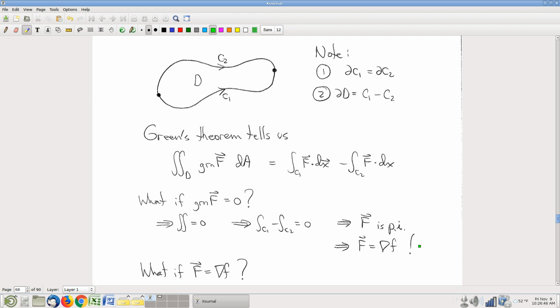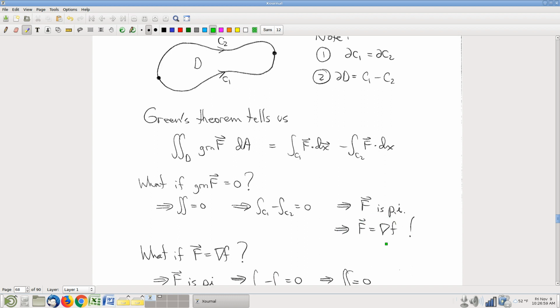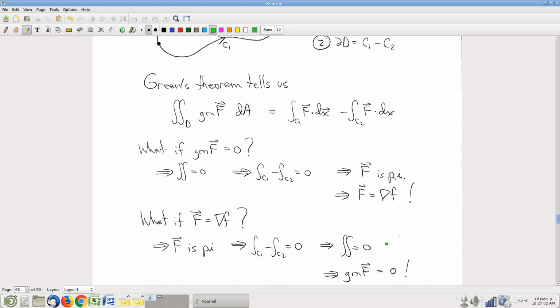So morally, other than doing calculations, why is it that Green's operator being 0 and the vector field being a gradient, why should those be connected at all? This picture. Right. Okay. By the way, the argument goes the other way.